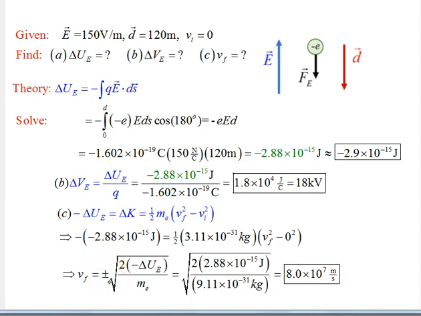We do end up with a plus or minus. We're going to use the positive velocity because what we're solving for here is the magnitude of velocity, right? We're not solving for the velocity vector, we're solving for the magnitude. We do end up with a negative change in potential energy underneath our square root. Well, that's fine because we solved for a negative change in potential energy, so that gives us a positive, and here we have a final velocity of 8.0 times 10 to the 7th meters per second.